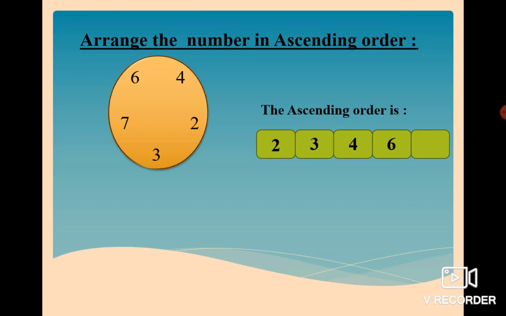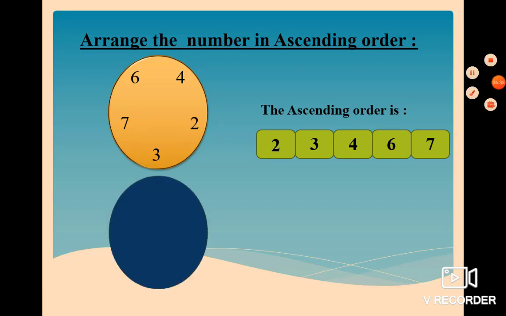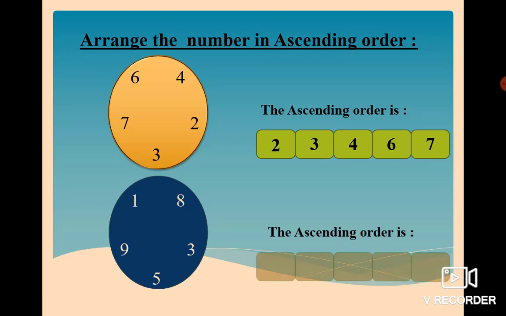Then which number is remaining here? 7 is remaining. Yes. What did we do? We ordered the numbers in ascending order. See one more example here. Again we have circles with the numbers itself. We have to arrange the numbers in ascending order in the given box.